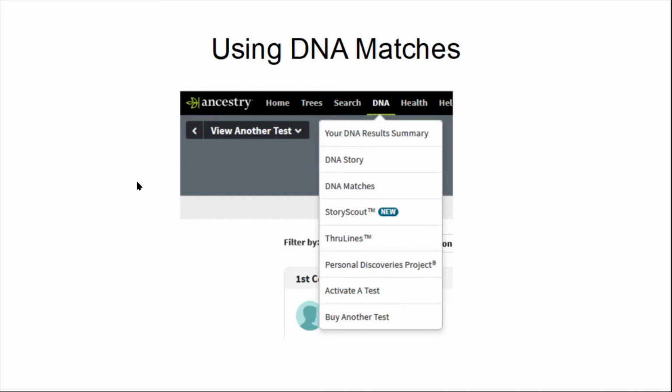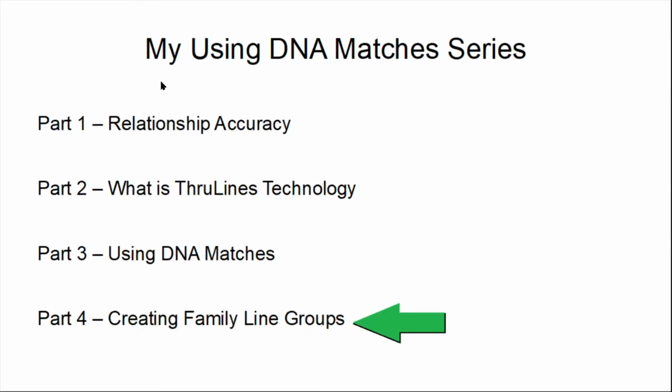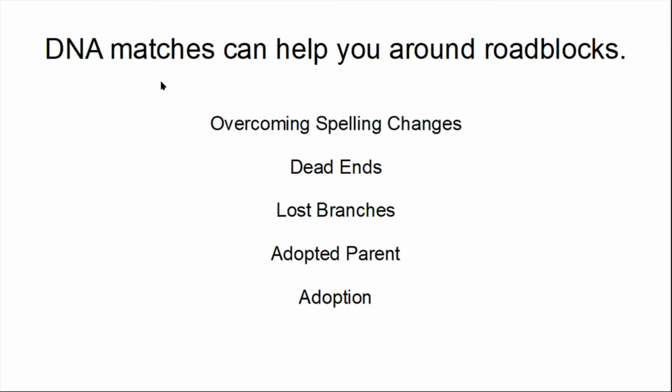Here we are using DNA matches. We are in part 4, creating family line groups. DNA matches can help you get around roadblocks. You can overcome spelling errors, dead ends, lost branches, adopted parents, adoption.